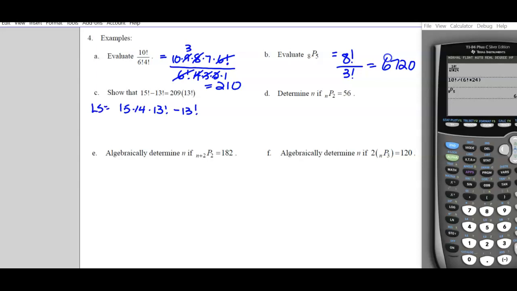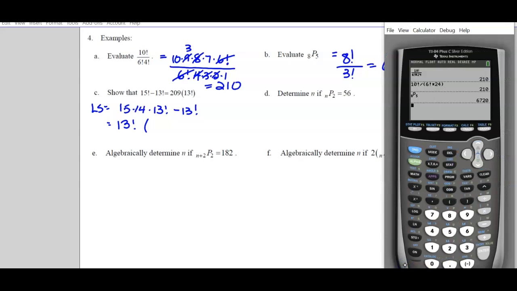So this is my left side. Okay, so now if I factor out 13 factorial, I'm left with 15 times 14, which is 210. Okay, so you factor it out, and then 210 minus 1 is 209.